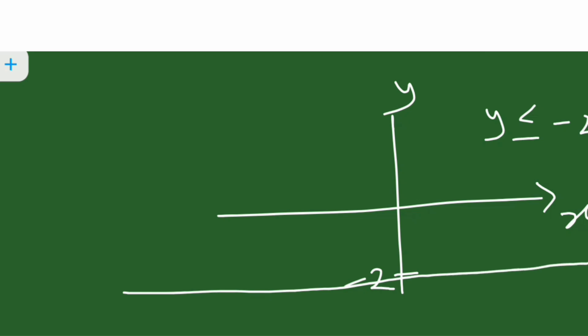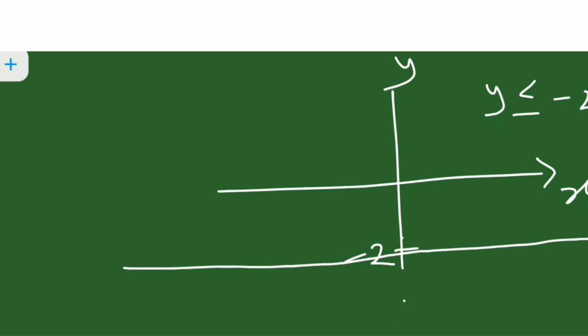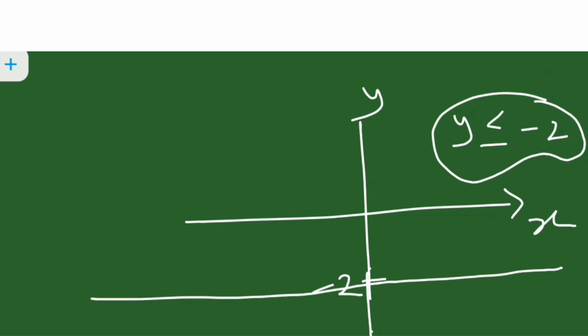Okay, then after that, you need to work out which region we are going to shade. Are we going to shade above like this, or are we going to shade below? So that's what you want to check now. The next thing to do is to go to your inequality and look at it. You have y less than or equal to minus 2. That means the numbers that satisfy this inequality are numbers that are less than minus 2.